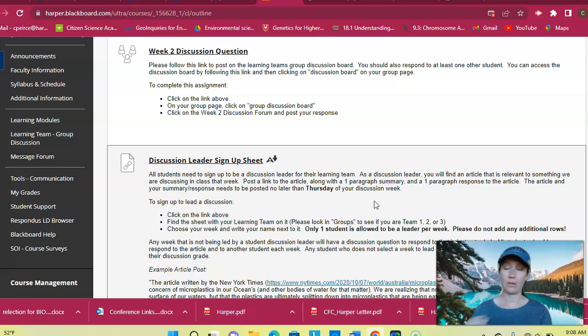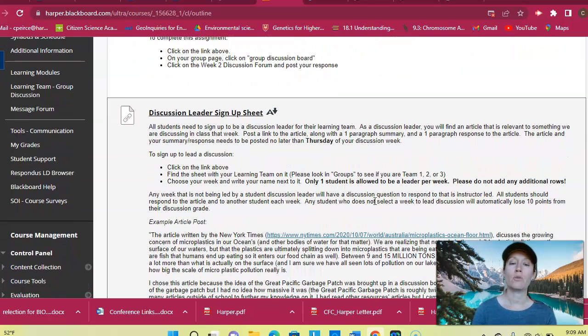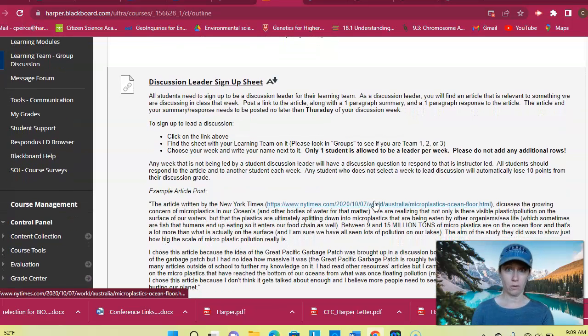And all you have to do, and there'll be instructions on how to create your forums, and I have a video that describes everything. But essentially what you're going to do is look for an article that has to do with the week's topic, and share that article. And you're going to post 2 paragraphs in addition to the link to the article. I want you to use 2 paragraphs.